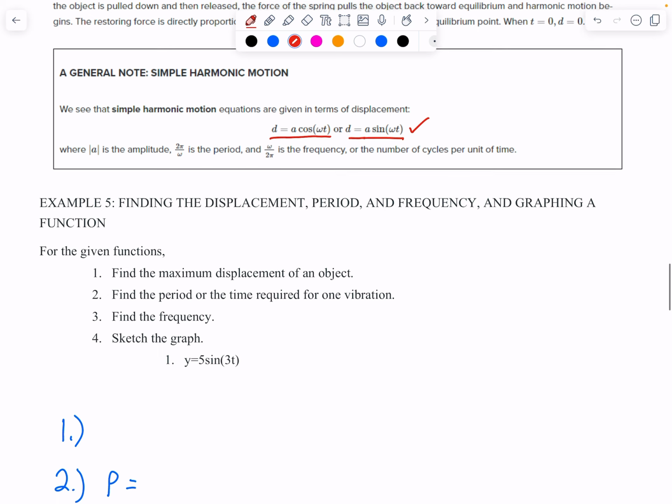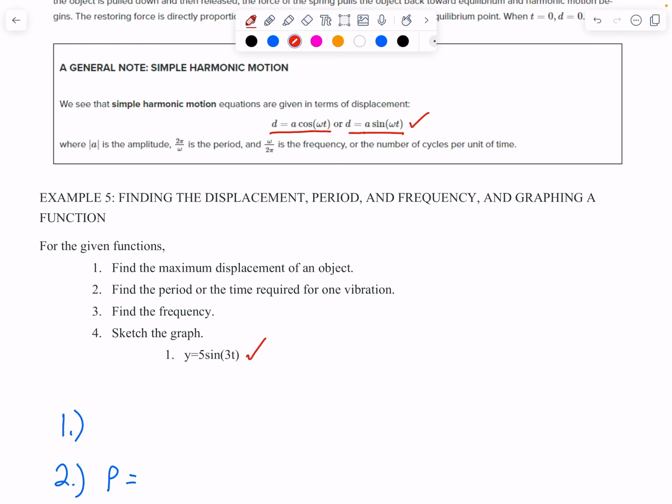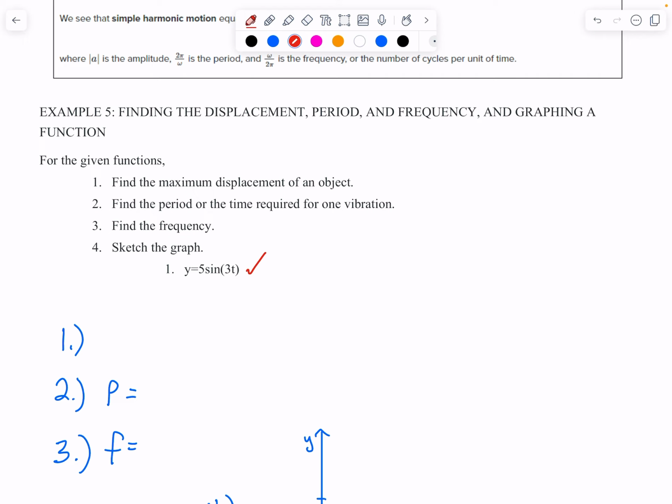So they're going to give us a simple harmonic motion problem here. They want us to find the displacement of the object. If we want to know how far it is changing, that's going to be 2 times our amplitude. So 2 times our amplitude would be the actual displacement covered. In this case, that's 2 times 5, so our displacement would be 10 units, whatever we're talking about in this case.